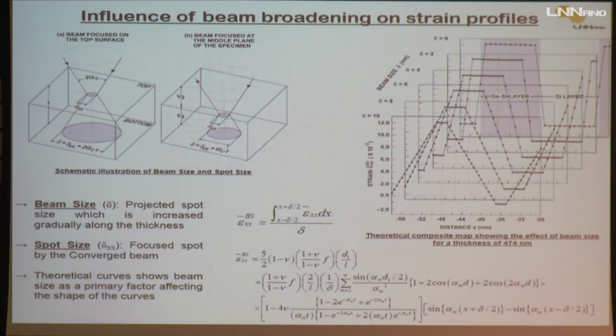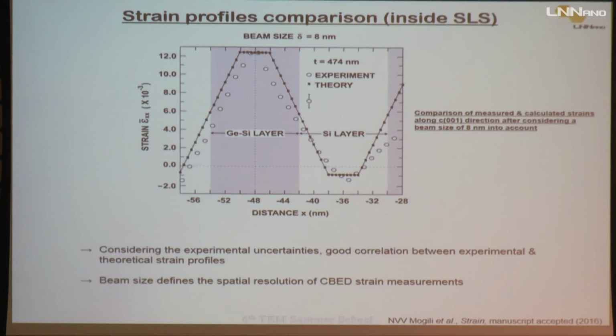and I plot a profile for various beam sizes. You need to be careful that beam size here is a different notation: beam size means the size obtained after considering the convergence angle. By changing the beam size, we can see that when the beam size is 0, we get a step function as we have seen earlier, but if we change the beam size, it tries to make a Gaussian curve. By comparing with the experimental profile, a beam size of 8 nanometers gives a good comparison between them.